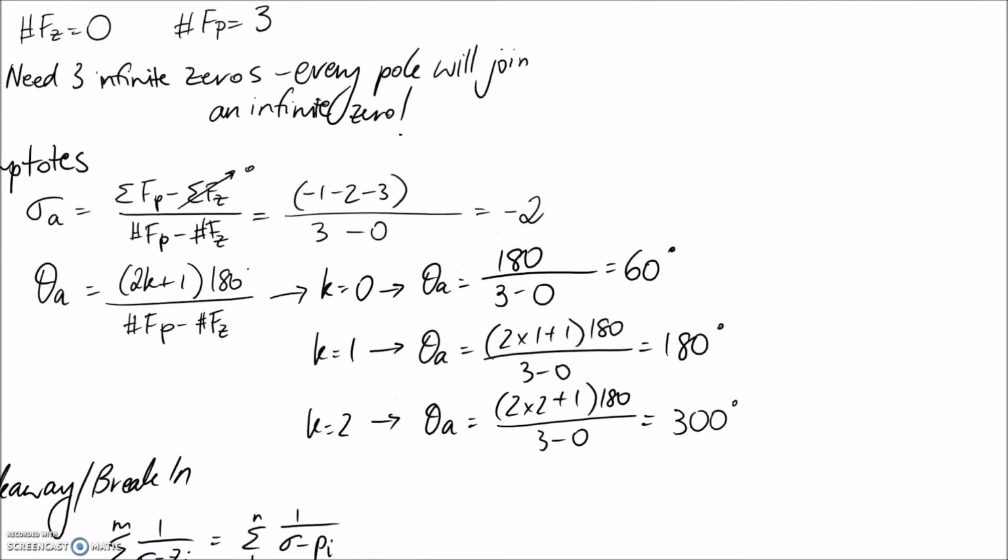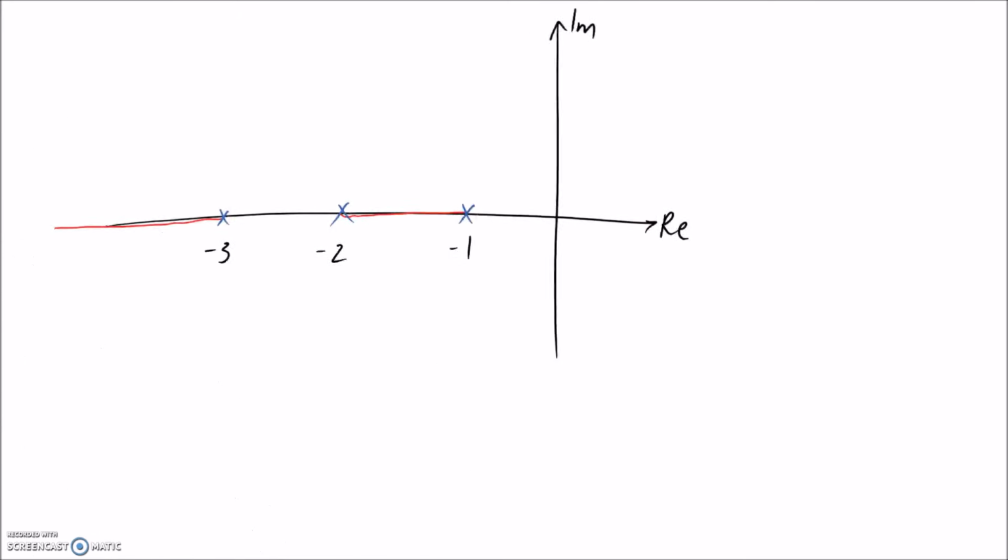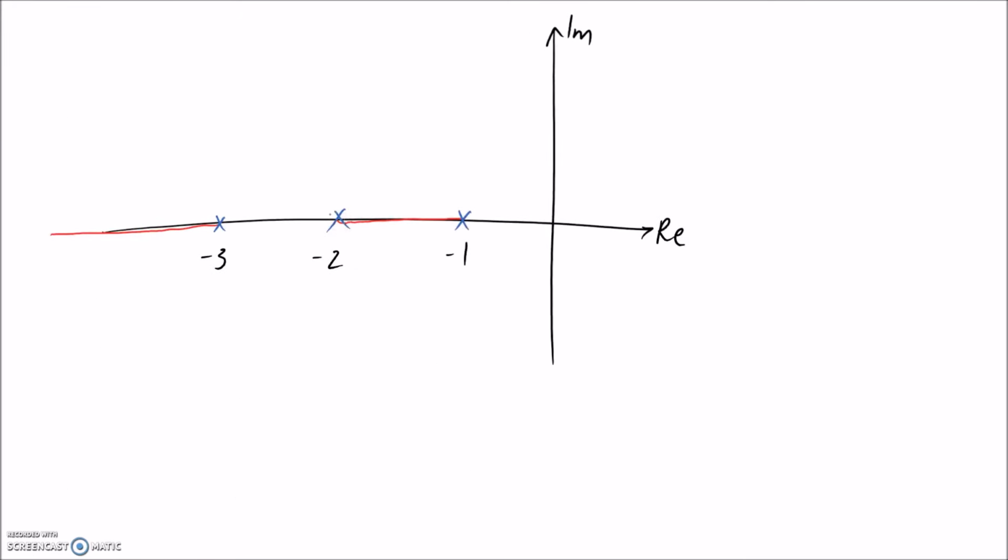Alright, so let's go and put our asymptotes and breakout point on. So we know our asymptote is at -2. So that's this point here, and we said it was at angles of 60 degrees, so measuring from the positive real axis, 60 degrees in here. It was at 300 degrees, which is going to be all the way around again, down to here somewhere. Okay, so all of this, that's 300 degrees. And the last one we had was at 180.